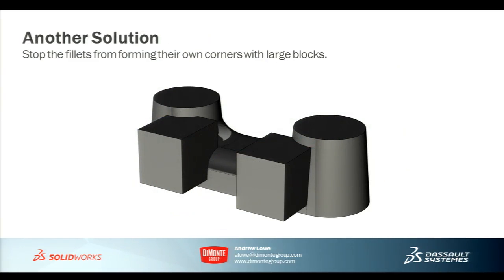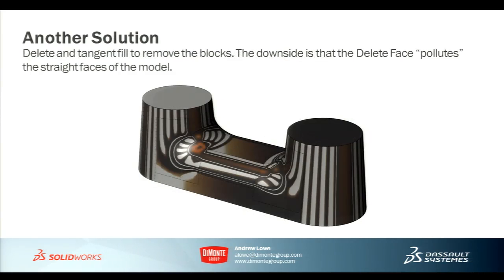So another solution is, instead of using split lines, we stop the fillets at the corners with these big, large blocks that we can extrude into the model. Then you can use delete face to remove the faces of the blocks from the model. The downside of this is that you don't know how big the blend area needs to be until the fillets are applied. It's kind of hard to see in this image, but the blocks are actually much larger than the area the blend needed to be.